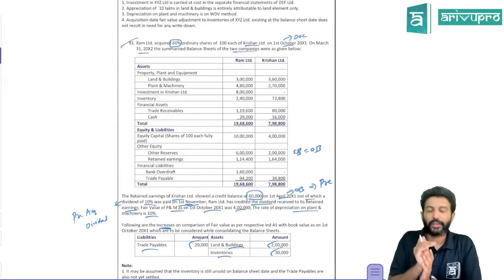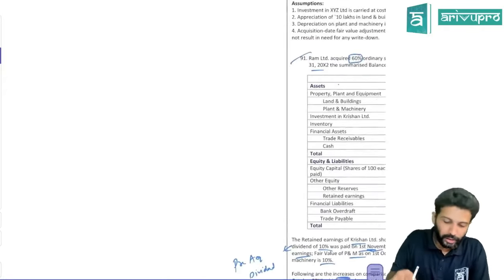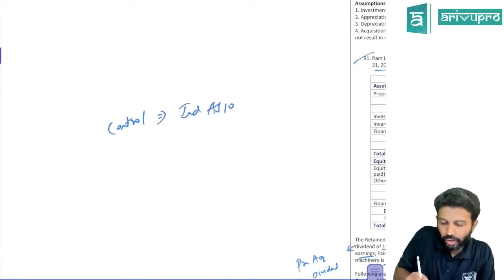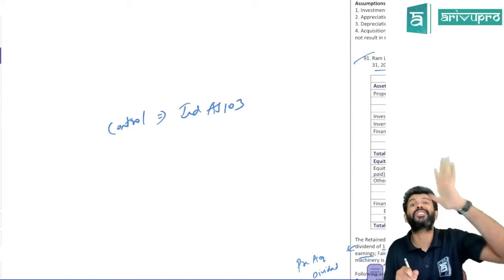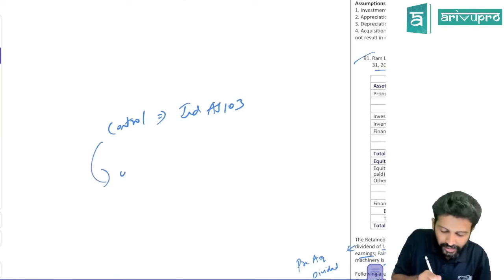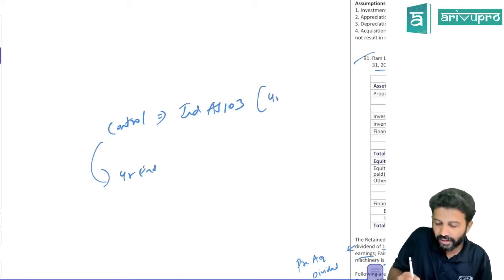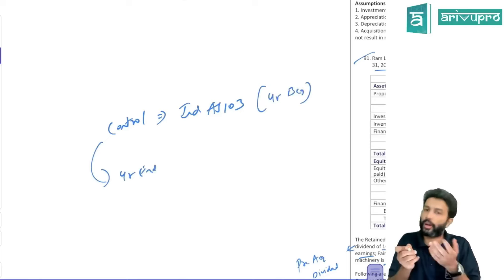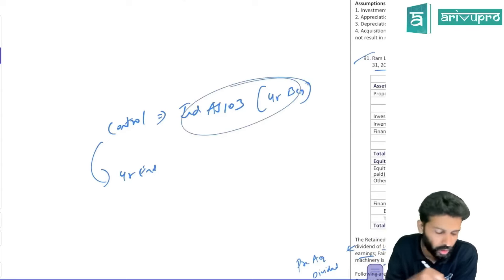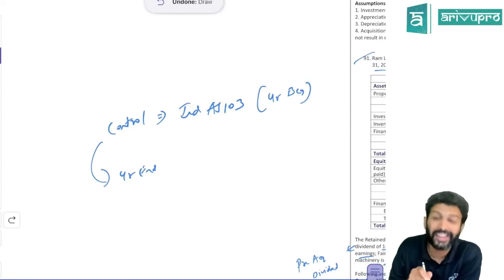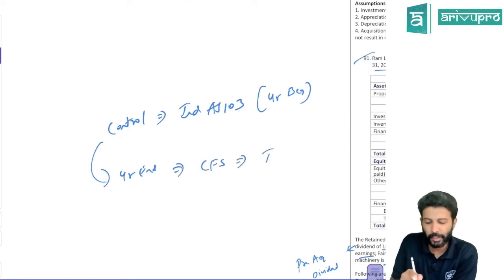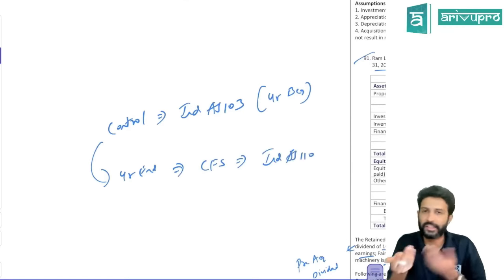Whenever you get control, the first time you get control, or the day you get control, you need to apply Ind AS 103, that is business combination. That standard will get triggered. Consolidation will come at year end. Let's assume you got control at year beginning, though in this case you got it during the year. For simplicity, at year beginning you will apply Ind AS 103, and at year end you need to prepare the CFS. For preparing the CFS, you will apply Ind AS 110, the consolidated financial statement rule.